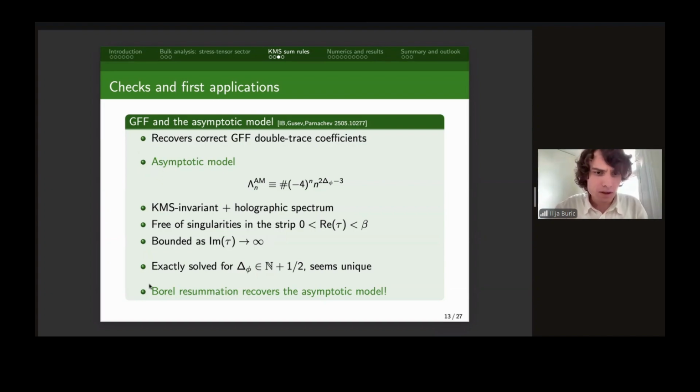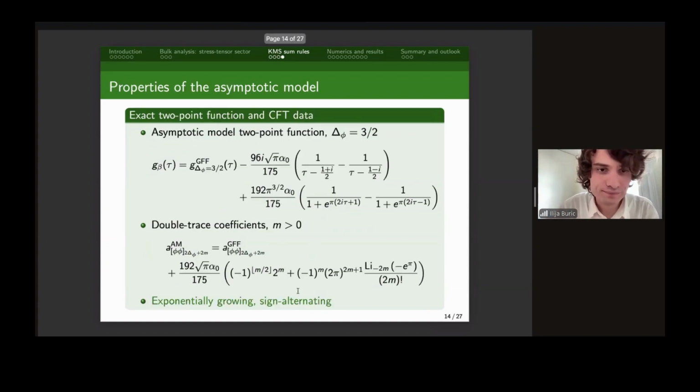And you can write for any half integer delta phi an explicit formula. Well, maybe not for generic, but if you go one by one at half integers, for every half integer, you can run through this procedure and compute exactly this two-point function. And so somehow Borel resummation knows about the analytic structure of the thermal two-point function.